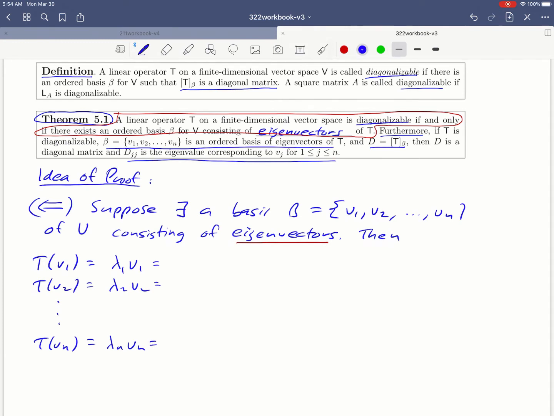Now we're building a matrix, so we're asking the question, how would we write those outputs as a linear combination of the same vectors that we started with? So it's like filling in the blanks. Can you help me out here? How do we write lambda 1 v1 as a linear combination of v1 through vn? Well, all we really need is a lambda 1 there and zeros everywhere else. And similarly, if we move down to T of v2, same question, how would we write that?